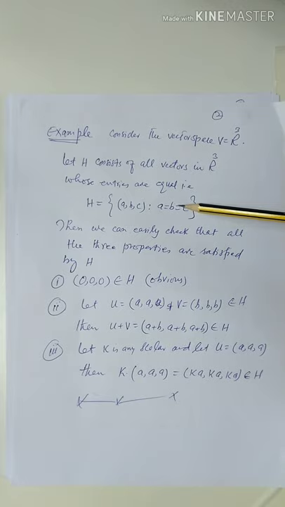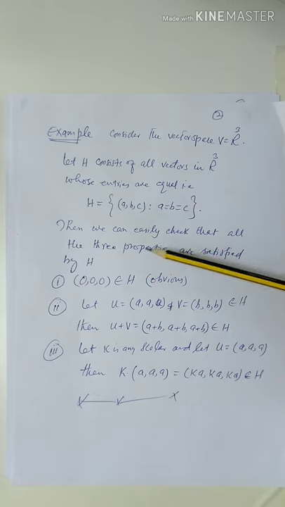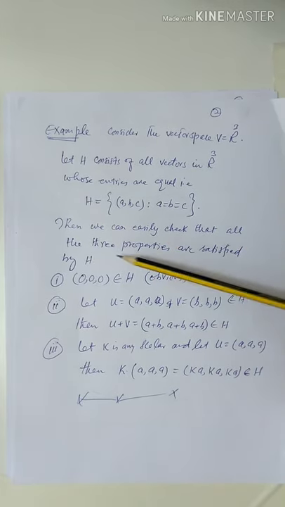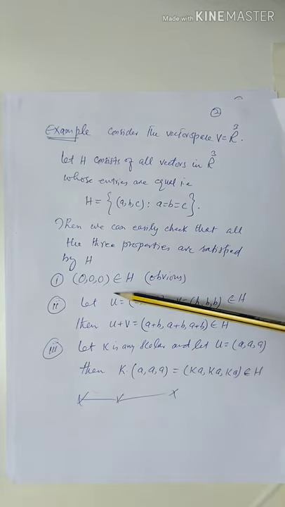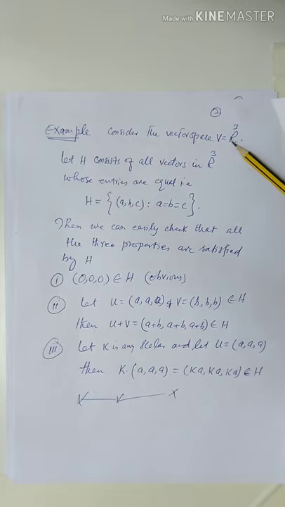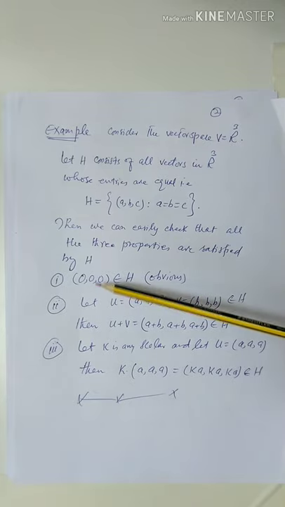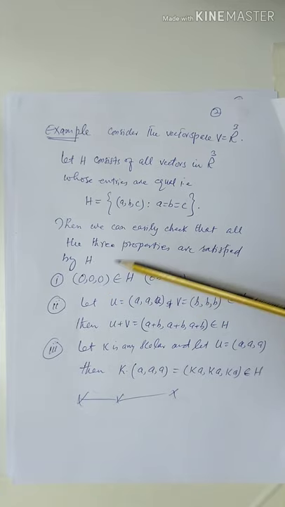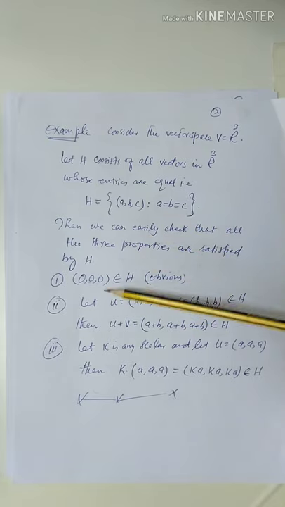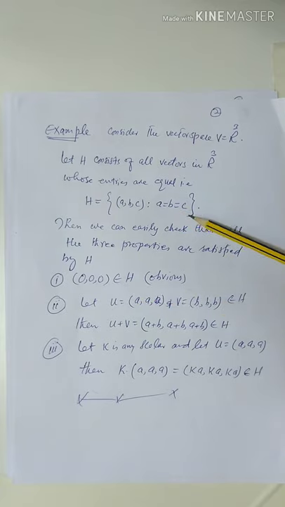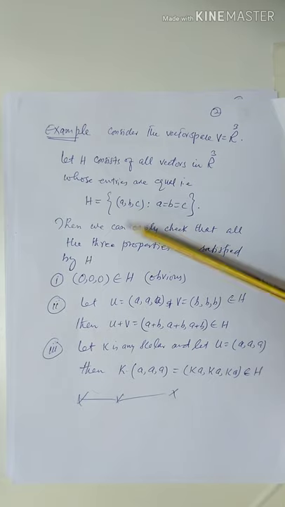If it is a subspace, then it must satisfy three conditions, if you remember from the first slide. Then we can easily check that all three properties are satisfied by H. Now what are the three properties? The first property was that 0 belongs to H. Here it is in R3, so what is 0 in R3? It is (0, 0, 0). The condition was A equal to B equal to C. You can see 0 equal to 0 equal to 0: A is 0, B is 0, C is 0. So the first condition is satisfied, which is obvious and clear.